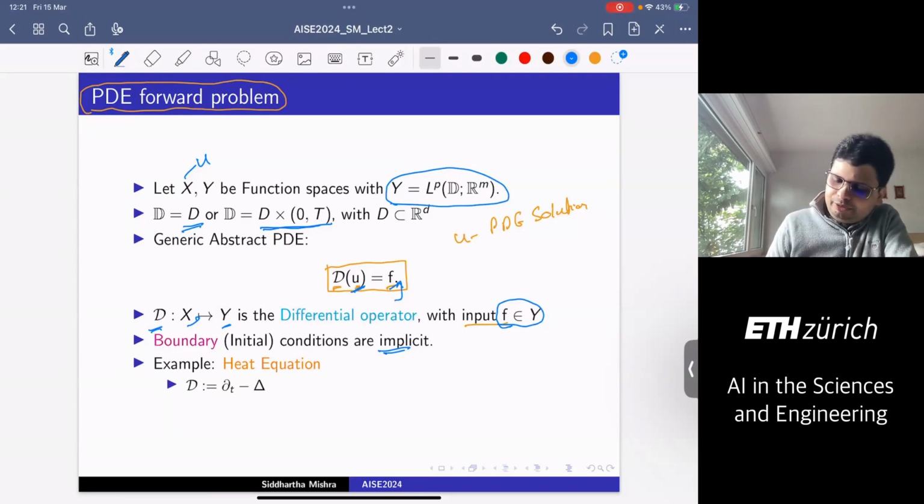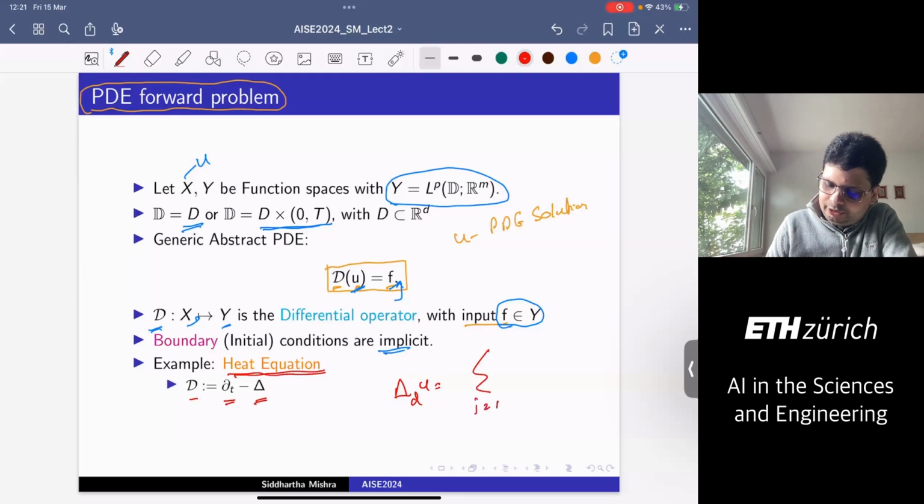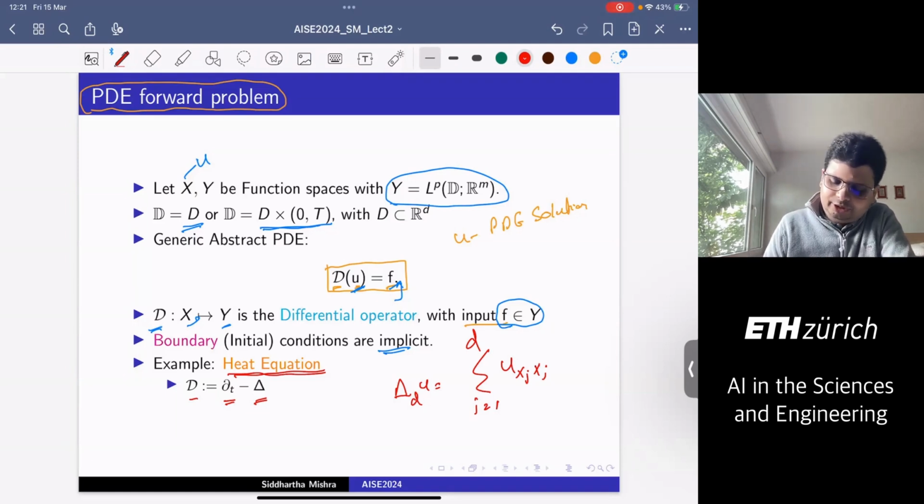As a concrete example, we always look at the heat equation, here in several space dimensions. In this case, the differential operator D is given in terms of the partial derivative with respect to time and the Laplacian with respect to space. Remember that the Laplacian of u is nothing but the summation over j from 1 to d of u_{x_j x_j}. You take all the second derivatives, the second derivative matrix, which is called the Hessian, and you just take the trace, and then you get the Laplacian. So this is a concrete example.